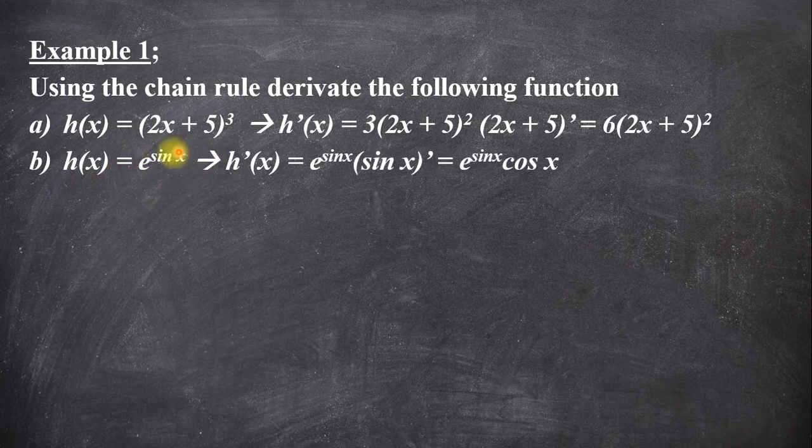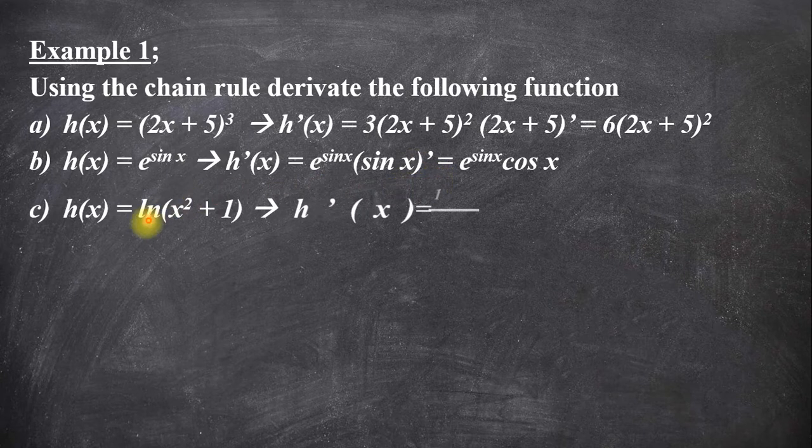h of x equals e power of sin x, h prime of x which equals e power of sin x itself, then times the derivative of the inner part. The derivative of sin x is cos x. So e power of sin x times cos x, where cos x is the derivative of sin x.